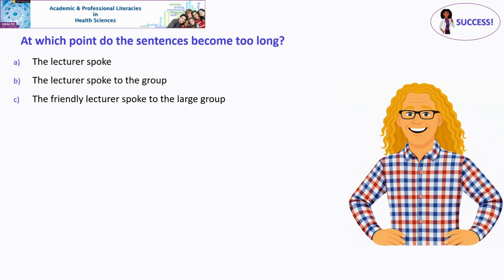Now, we're adding some information about both the subject and the object. So the friendly lecturer spoke to the large group. Again, very simple sentence, no confusion. The friendly lecturer from Paris spoke to the large group in the classroom. So we can see we've still got more information about the subject, we've got the verb, we've got the object, and we've got some additional information, in the classroom. Again, it's pretty clear to understand.